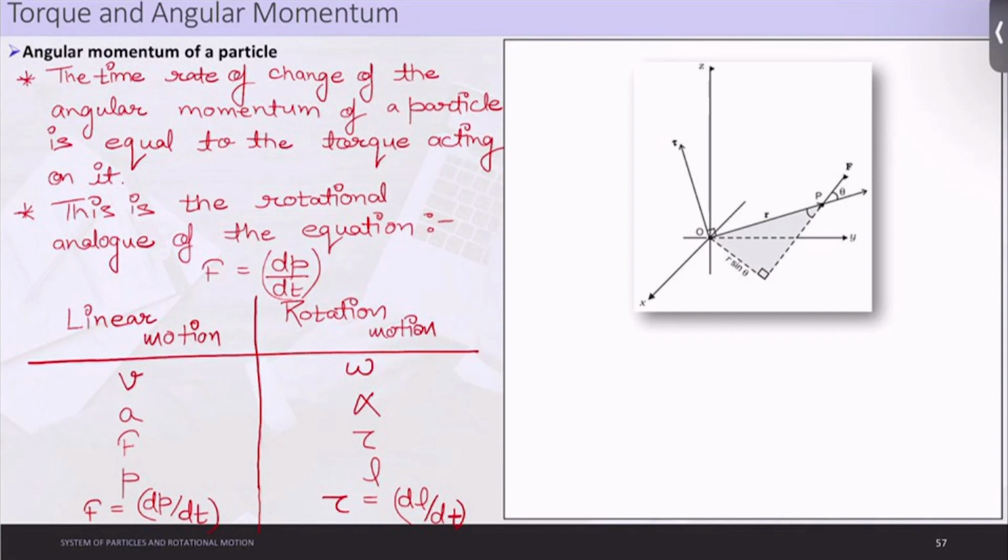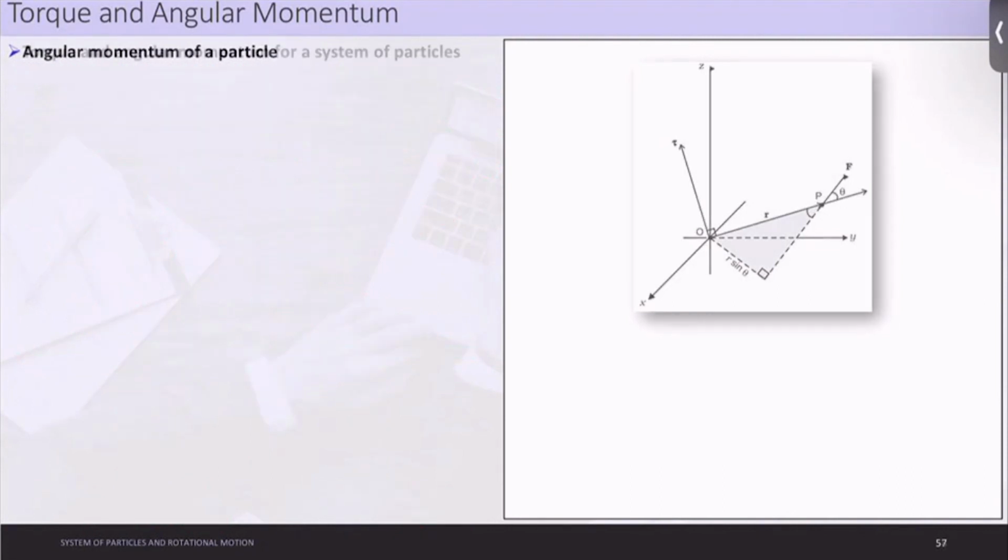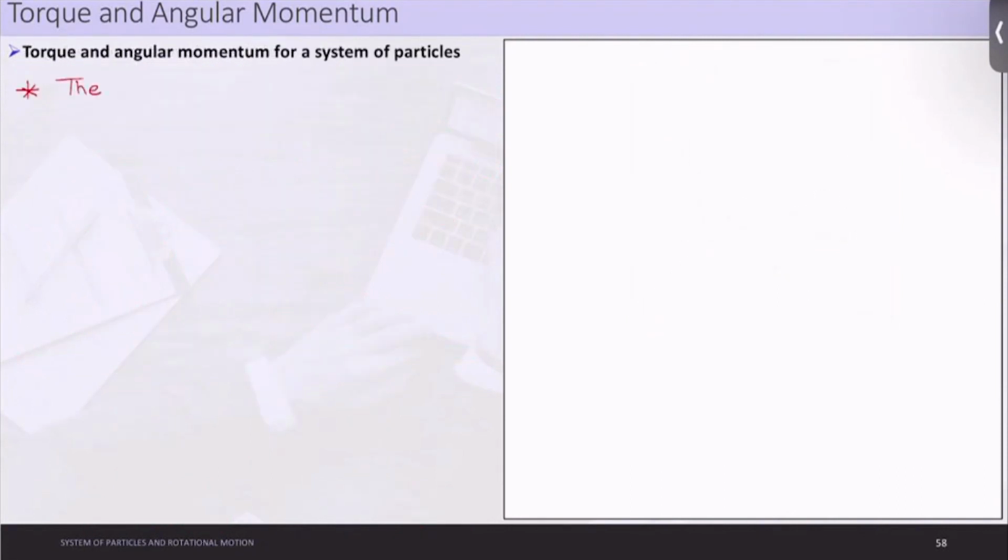Now let us move on. We have understood clearly the angular momentum for a particle and the moment of force or torque of the particle also. Now let us try to understand this concept for the system of particles. Okay, so we'll just add all these concepts here and try to understand this with this concept.